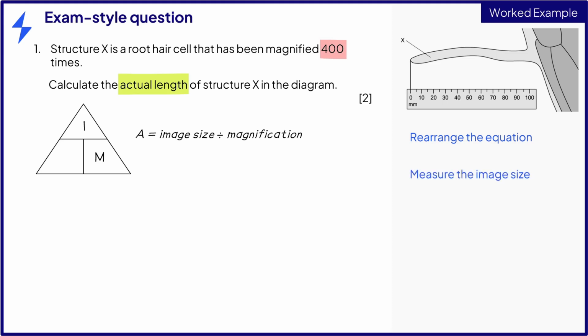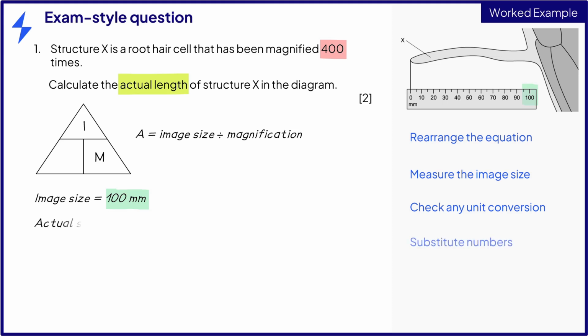Here we've been given an on-screen ruler, but in an exam you would be expected to bring and use your own ruler. We can see here that the root hair measures 100 millimeters. At this stage it's a good idea to check for any unit conversions that are needed. As magnification does not have a unit, we don't need to worry about ensuring that units match in this instance.